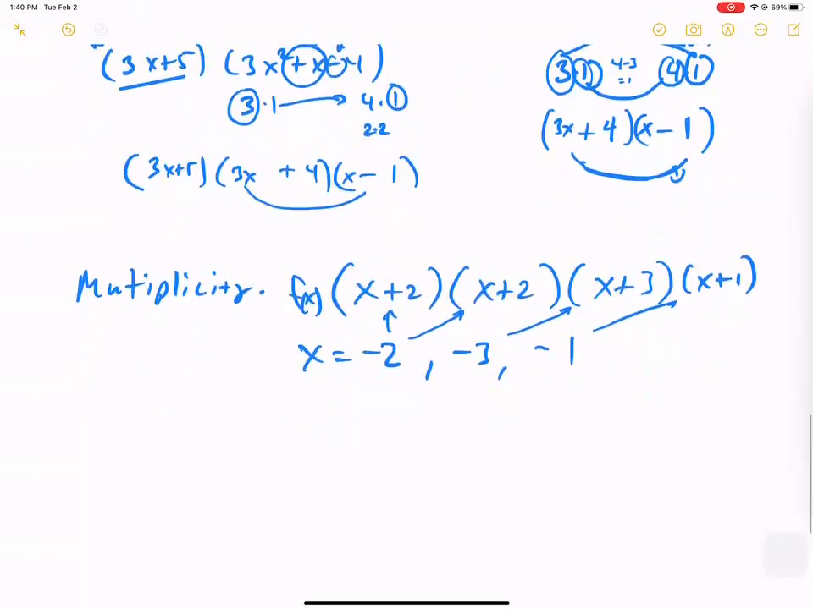But why didn't you write negative 2 twice? And here is the fancy word, multiplicity. Multiplicity refers to how many times a number is the answer. How many times will it repeat as the answer?